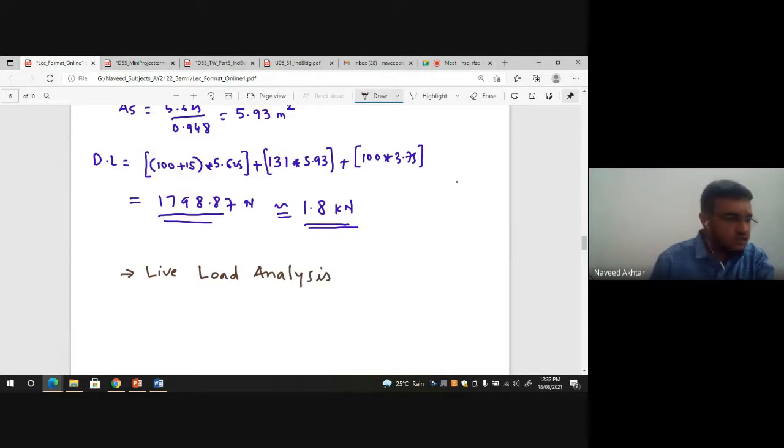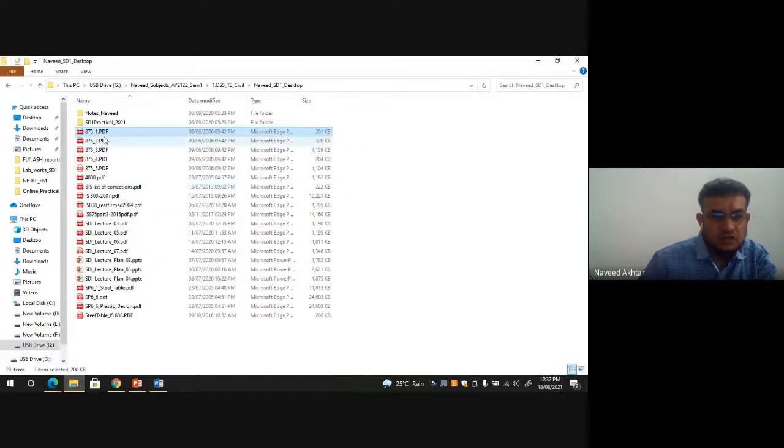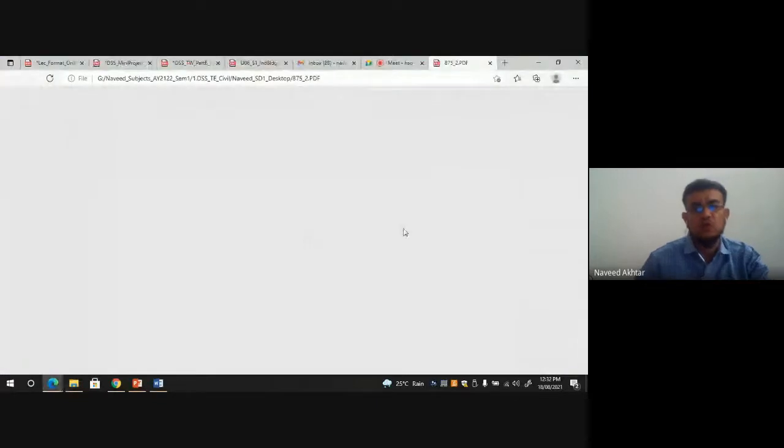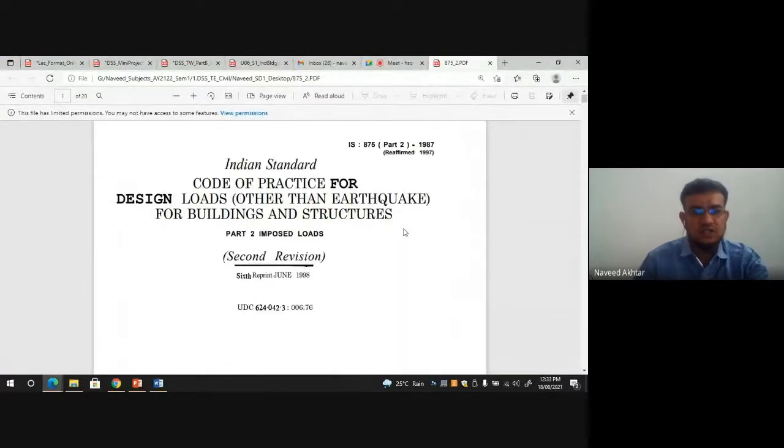The live load analysis is very simple. The live load you can find out, and the load will come on the problem first, and then you can go for that particular solution. So for live load calculation, you have to refer to IS 875 part 2 of the Indian Standard Code. This is IS 875 part 2, 1987. Part one is design load other than earthquake for building and structure, part two is the imposed load. Imposed load means live load.